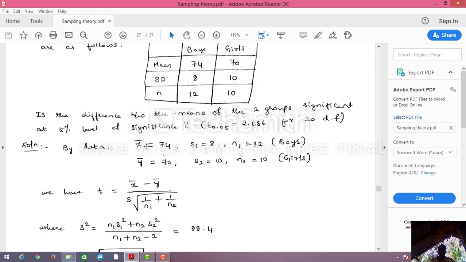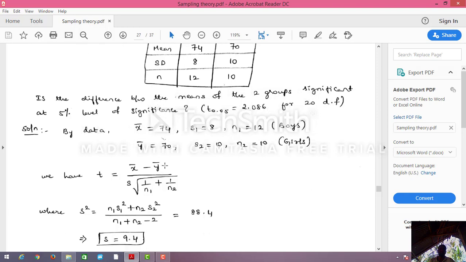What is x bar? x bar is 74. What is s1? s1 is 8. What is n1? n1 is 12. y bar is 70, s2 is 10, n2 is 10. What is t equal to? t equals x bar minus y bar divided by s into root of 1 by n1 plus 1 by n2.